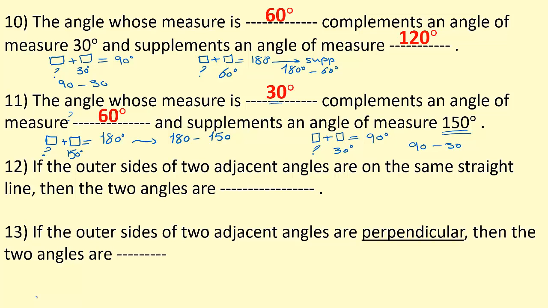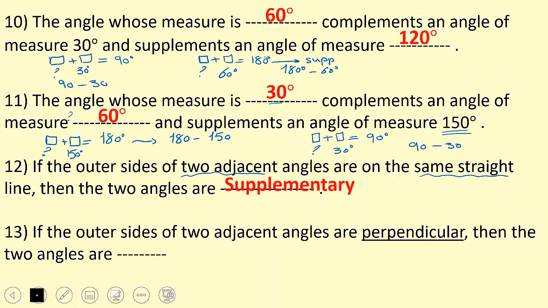Going down for number 12. If the outer sides of two adjacent angles are on the same straight line, two adjacent angles, their outer sides are on the same straight line. On the same straight line means that they are forming 180 degrees. Then those two angles that if I add them together will give me 180 degrees are supplementary angles.